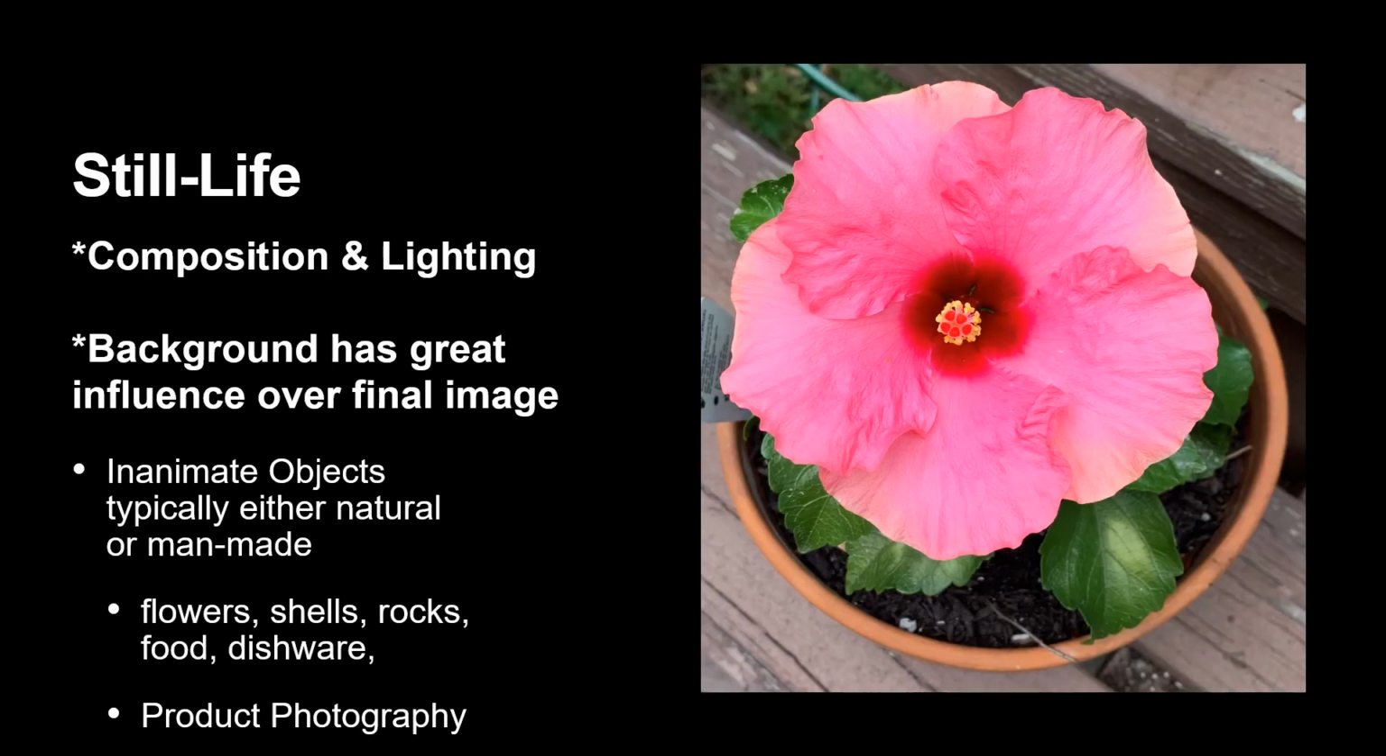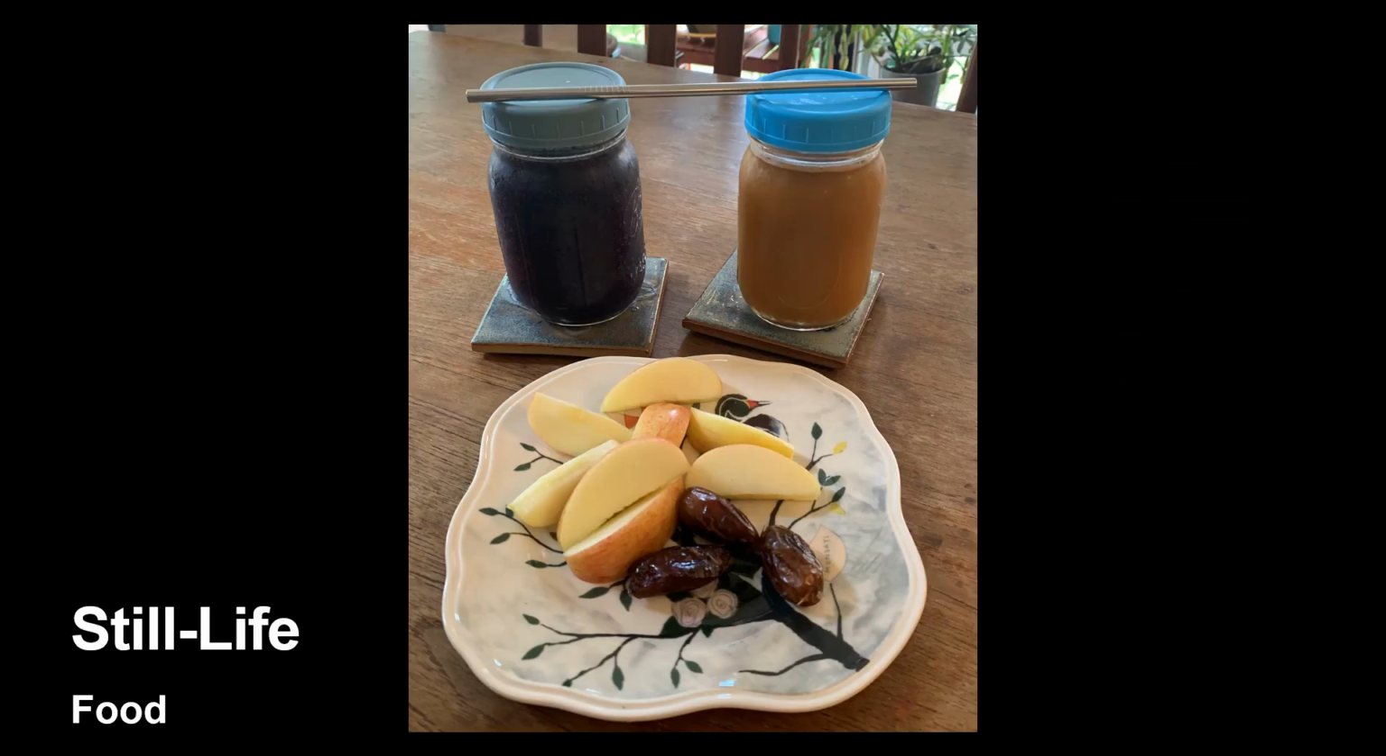Still life. Still life photography can incorporate a number of things. Typically, you think of still life photography being focused on inanimate objects that are typically either natural or man-made. So this could include flowers, shells, rocks, food, dishware, or product photography. So you'll see that something like a flower could be an example of still life photography or nature photography. We see plenty of photos taken of food. This is another example of still life photography.